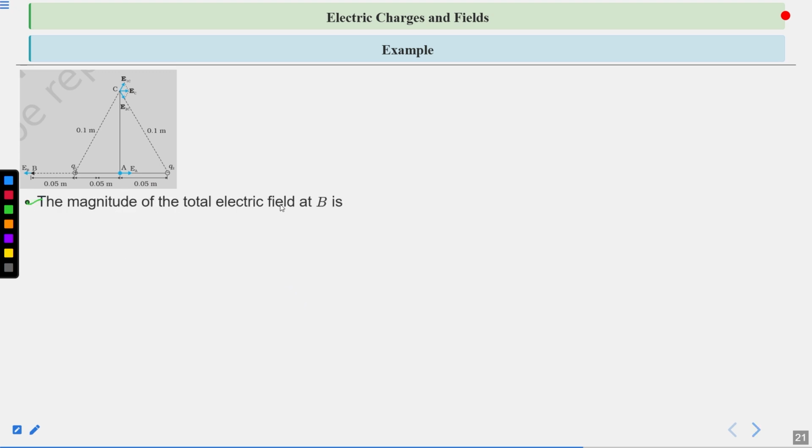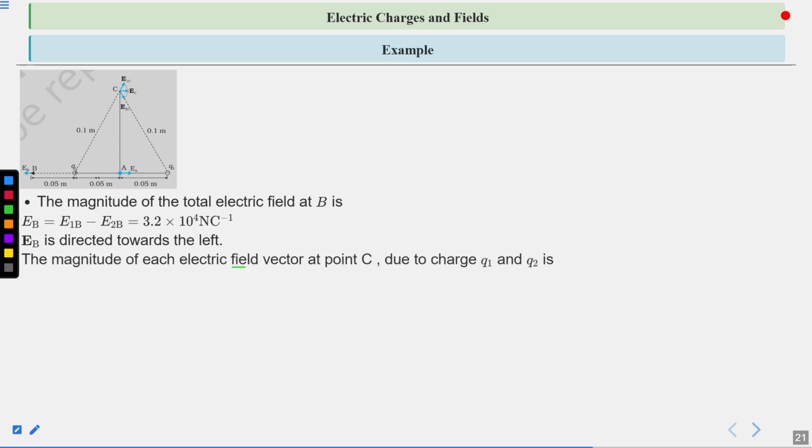So the magnitude of the total electric field at B is EB equal to E1B minus E2B, which is 3.2 into 10 raised to the power 4 Newton per coulomb. Because E2B is in the right direction and E1B is in the left direction due to charge Q1. So EB is directed towards left.